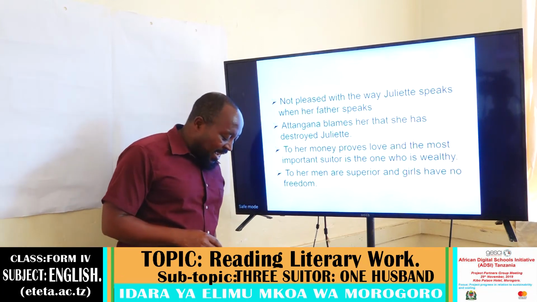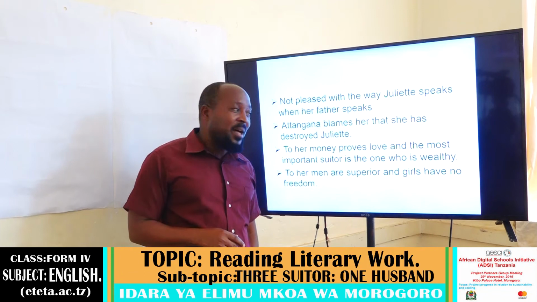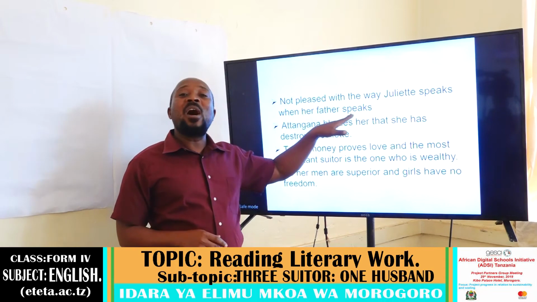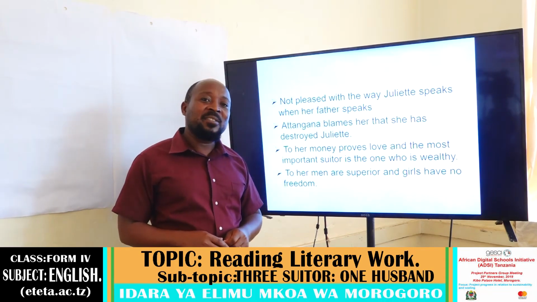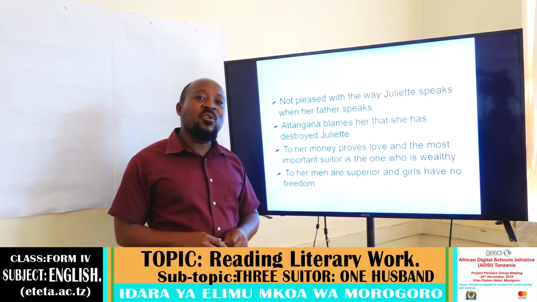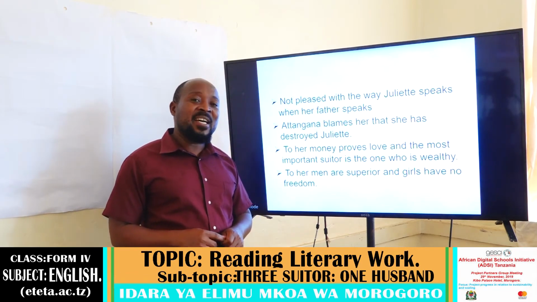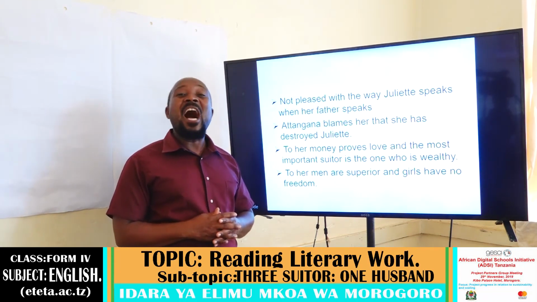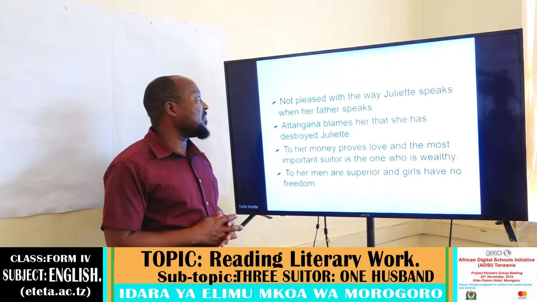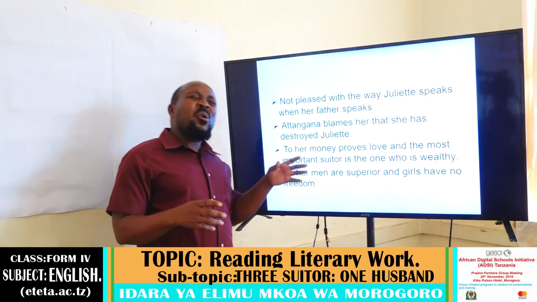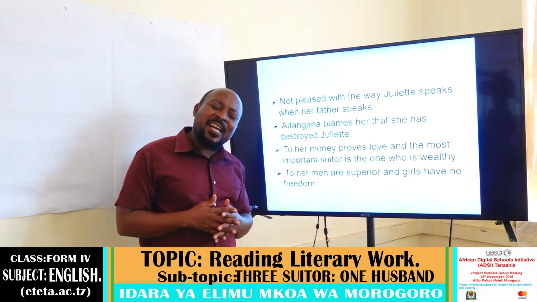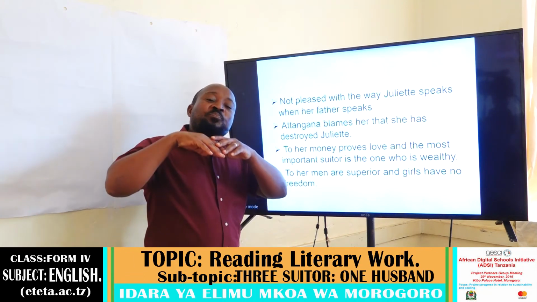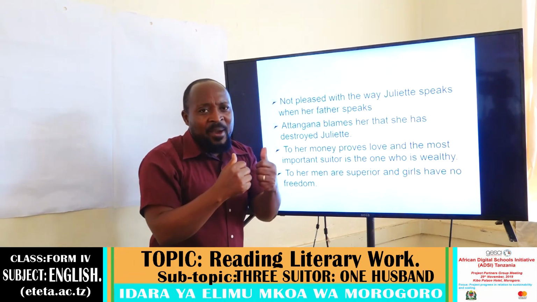And of course, as any other African mother, she's not happy with the way Juliet speaks or argues with her husband, Mr. Atangana. She's not happy with the way Juliet, the daughter, argues with the father. Yes. And she takes the blame from Atangana, her husband, because Atangana believes that Juliet is destroyed by her mother.